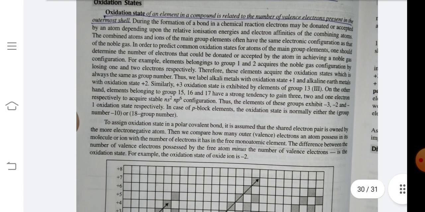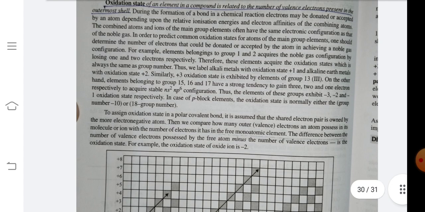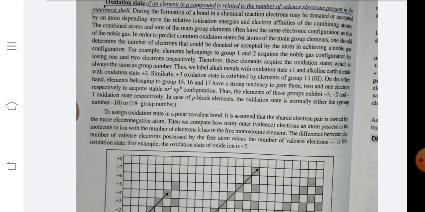Oxidation state of an element in a compound is related to the number of valence electrons present in the outermost shell. During the formation of a bond in a chemical reaction, electrons may be donated or accepted by an atom depending upon the relative ionization energies and electron affinities of the combining atoms.